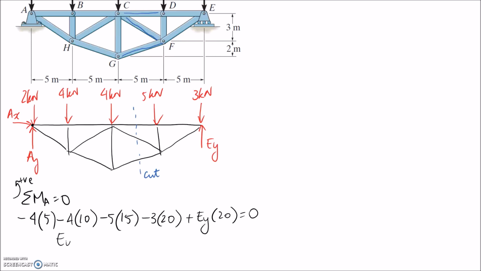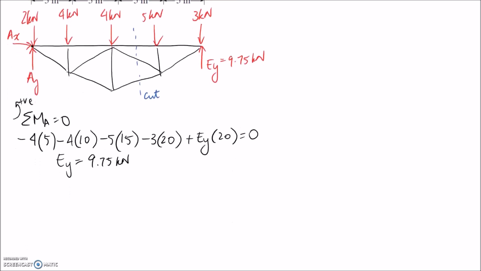So the only unknown is EY, and if we solve for this, it comes to be 9.75 kilonewtons, since all our forces are in kilonewtons. So I can mark that in here. Alright, so now I'm going to take my cut part of the truss. Like I said, I'm going to take the right-hand side, so that's why I'm not solving for these other ones.